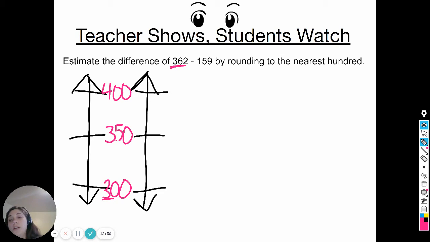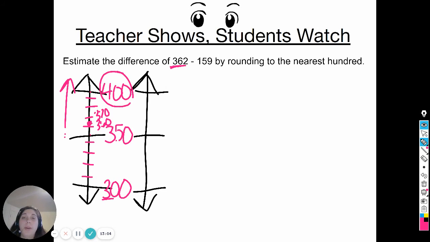362. 300, 310, 320, 330, 340, 350, 360, 370, 380, 390, 400. So 362 is going to be right above 360, but not past 370. That point is above my halfway mark, so I'm going to round up to 400.